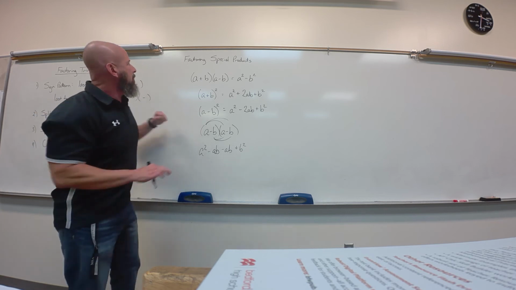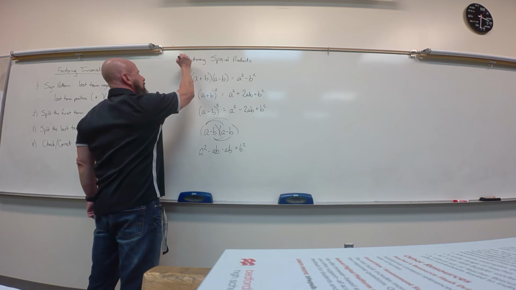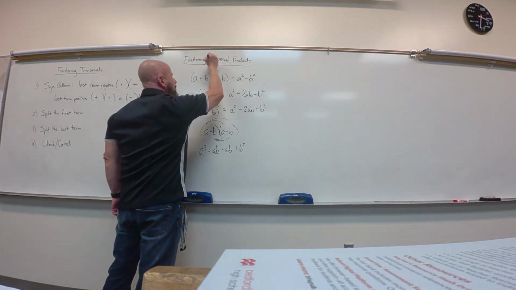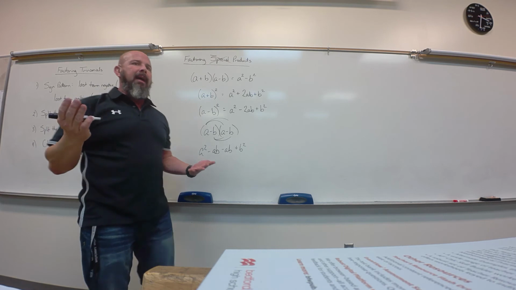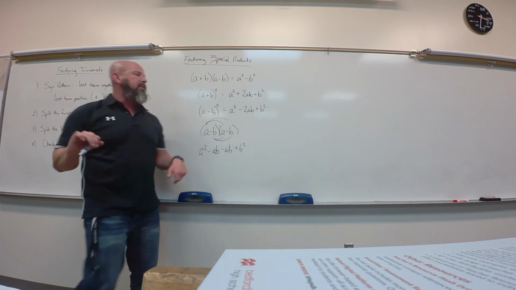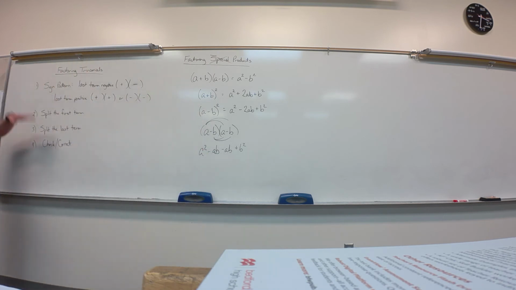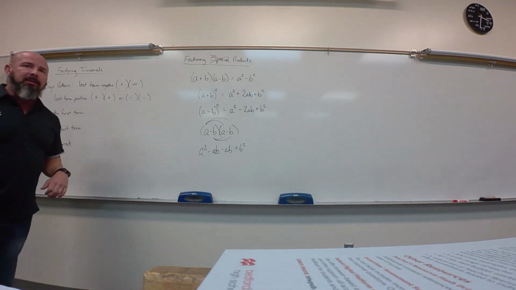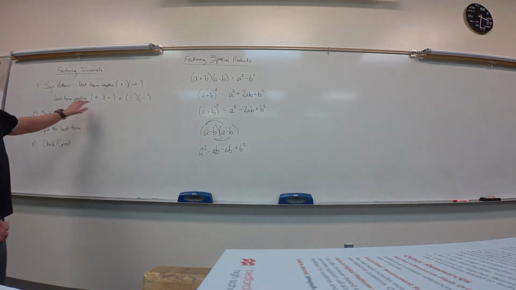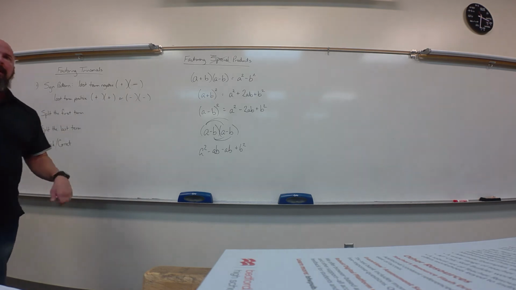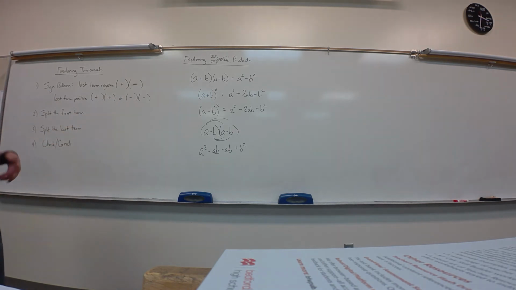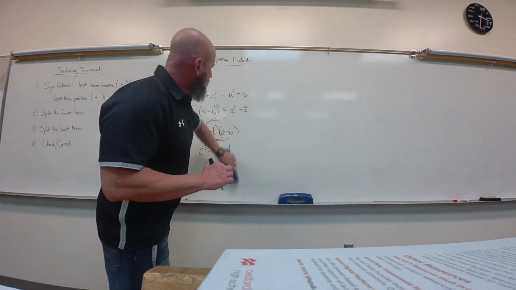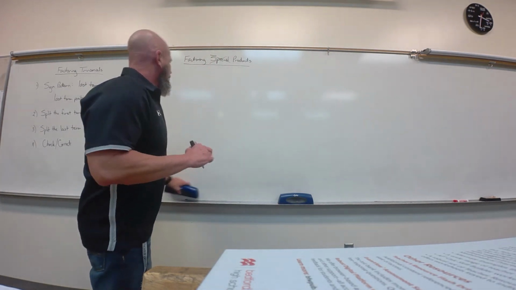So what we want to remember is, if I'm going to be factoring special products, they're not special. There's nothing special about the factoring. I'm going to follow the same process. My sign pattern: if that last term's negative, one of each. If that last term's positive, they're alike. I'm going to split the front, split the back, check and correct. So let's look at that difference of squares.